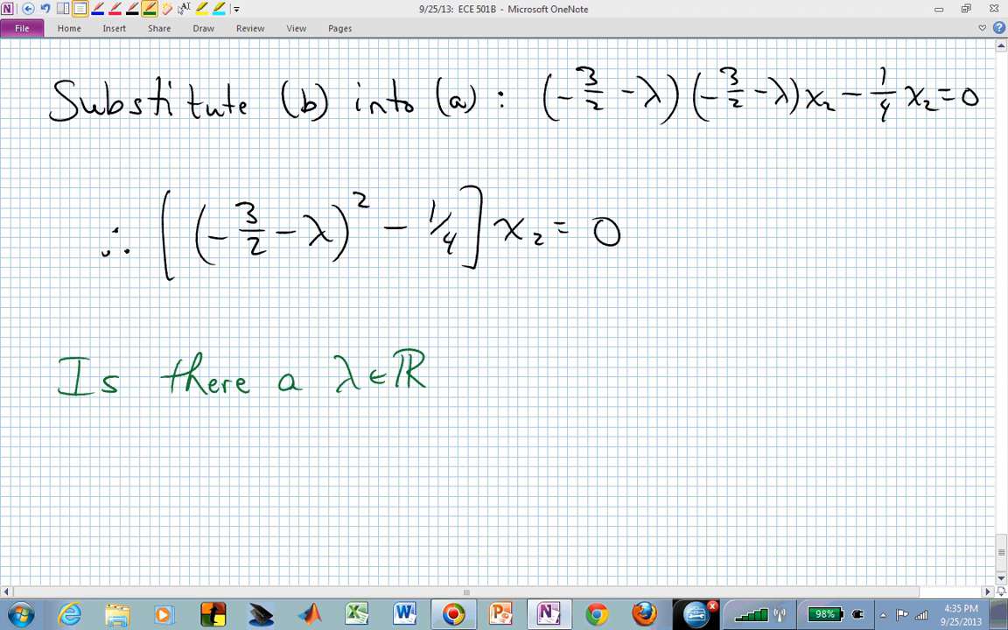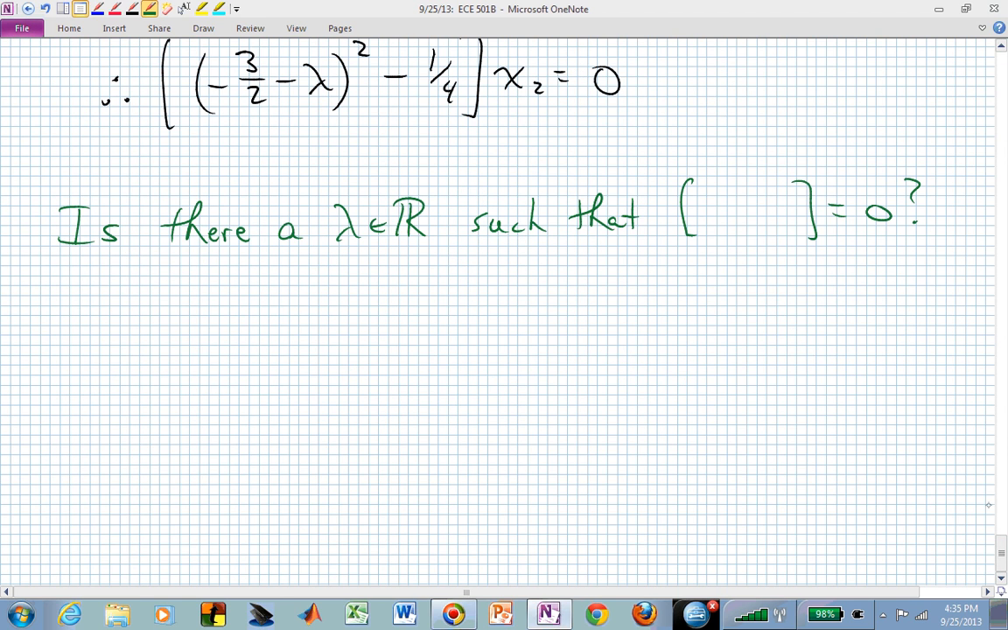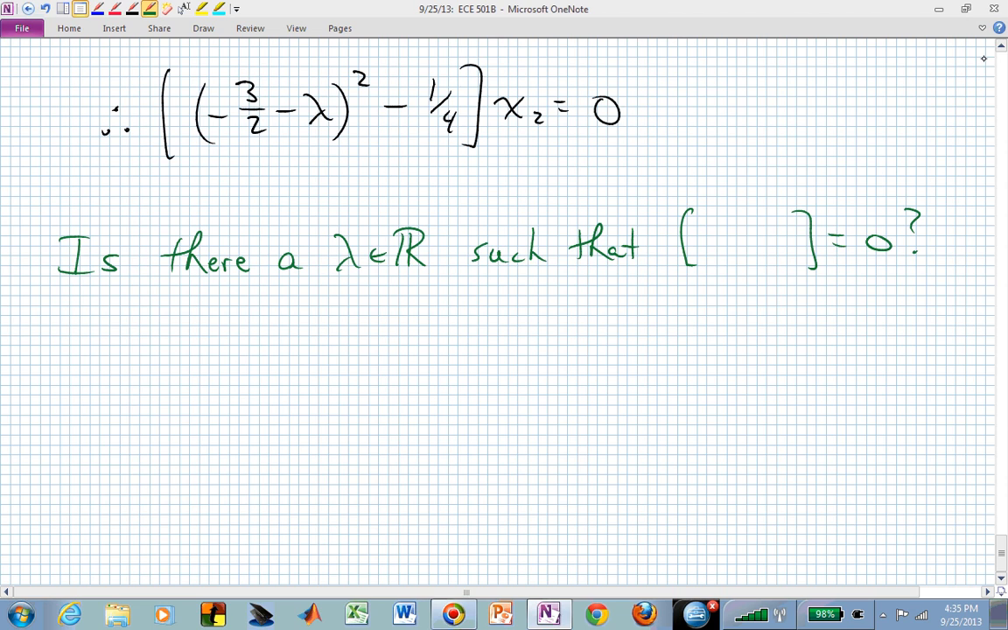Or is there a real number lambda such that the coefficient that precedes or scales x sub 2 equals 0? Can I find real numbers lambda? And this is now a quadratic, isn't it? It's quadratic in lambda. We have a lambda squared if we multiplied all of that out. And if we did, we could say, oh, we have a quadratic equation, and we can solve that and see if we get real roots.